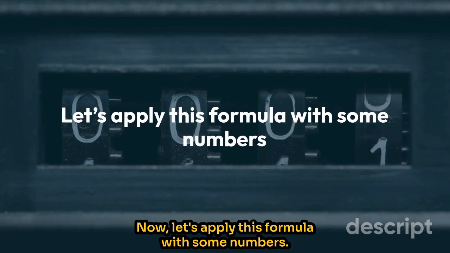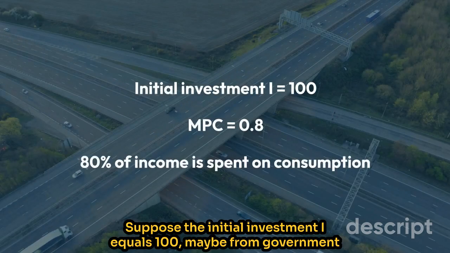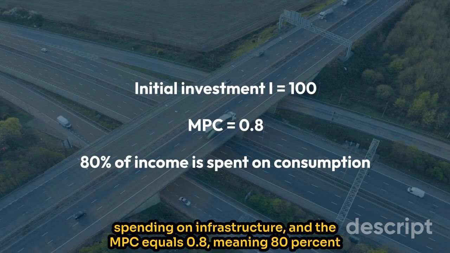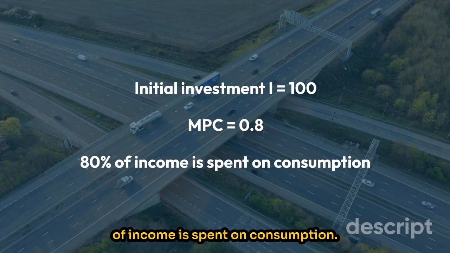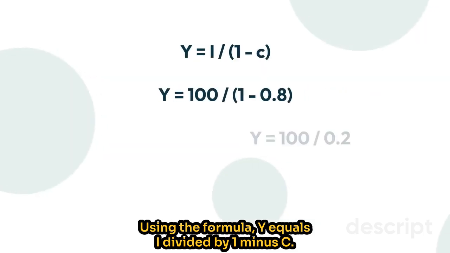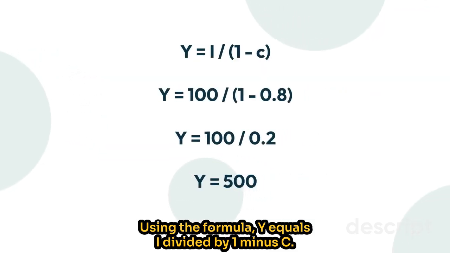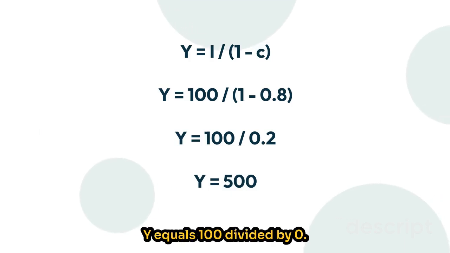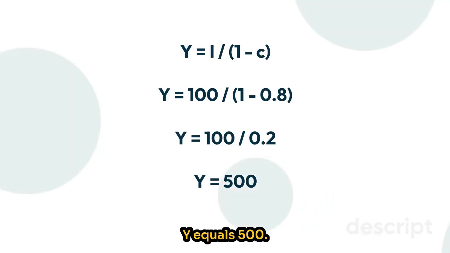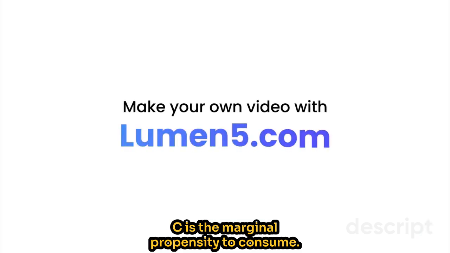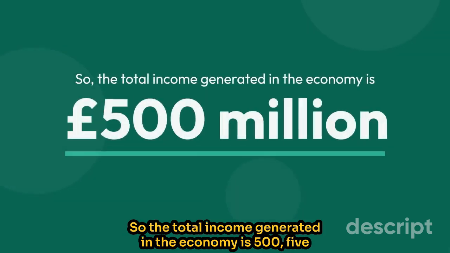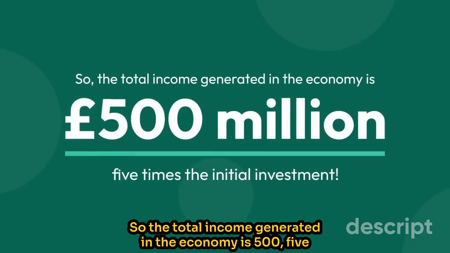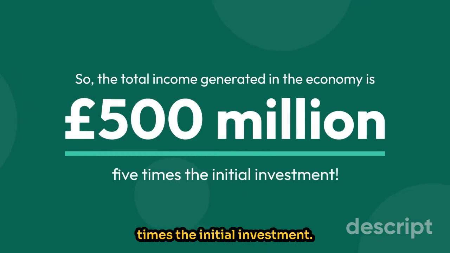Now, let's apply this formula with some numbers. Suppose the initial investment I equals 100, maybe from government spending on infrastructure, and the MPC equals 0.8, meaning 80% of income is spent on consumption. Using the formula, Y equals I divided by 1 minus C. Y equals 100 divided by 1 minus 0.8. Y equals 100 divided by 0.2. Y equals 500. So the total income generated in the economy is 500, 5 times the initial investment.